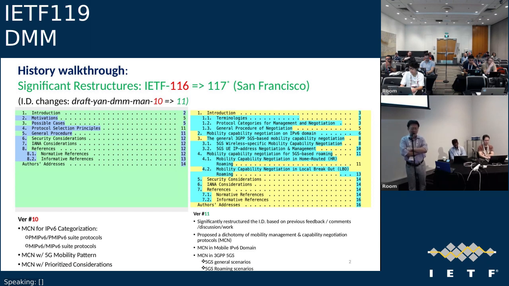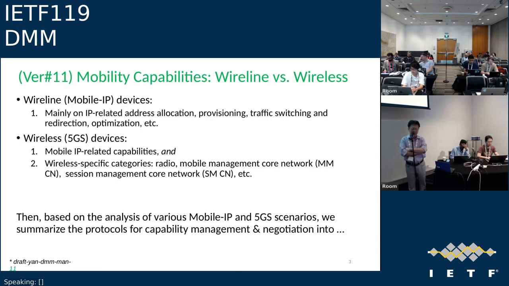From 116 to 117, we made a significant restructuring and changes to this draft, based on the feedback comments and to add more discussion around 5G. If you look at the diff between version 10 and version 11, version 10 is more toward mobile IPv6, with a little bit about 5G on the mobility pattern. For version 11, we significantly restructured it and, based on more analysis, proposed a dichotomy of mobility management and capability negotiation.